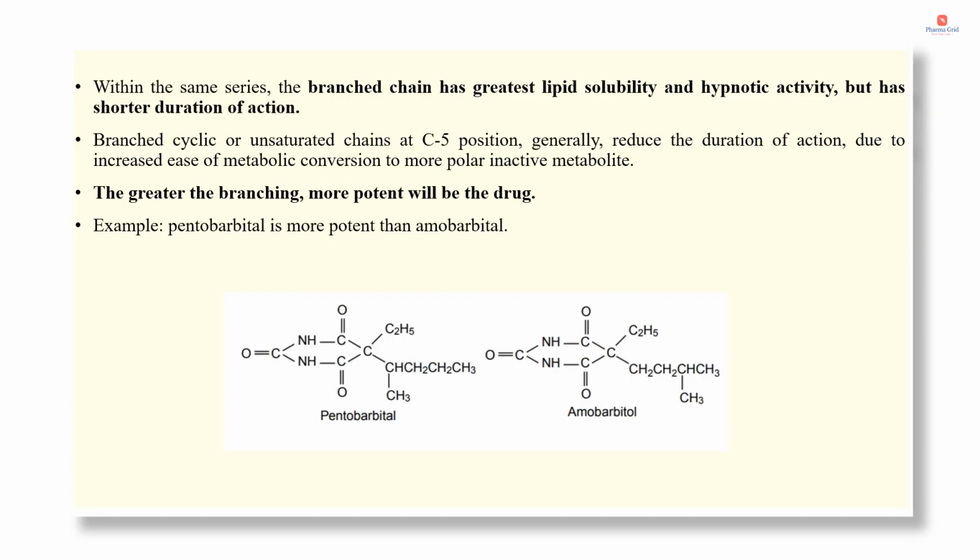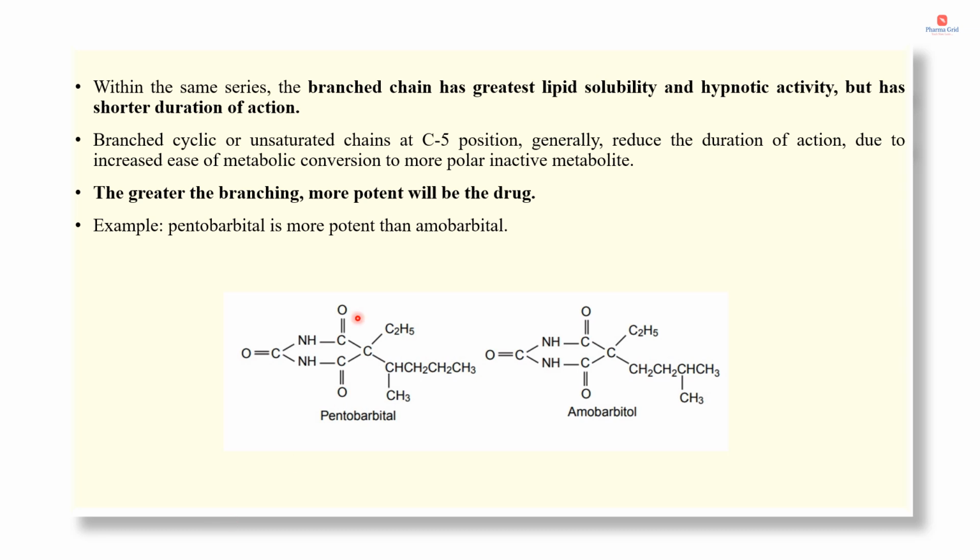Within the same series, the branched chain has greatest lipid solubility and hypnotic activity but has shorter duration of action. Branched, cyclic or unsaturated chains at the C5 position generally reduce the duration of action due to increased ease of metabolic conversion to more polar inactive metabolite. The greater the branching, the more potent the drug. For example, pentobarbital is more potent than amobarbital.